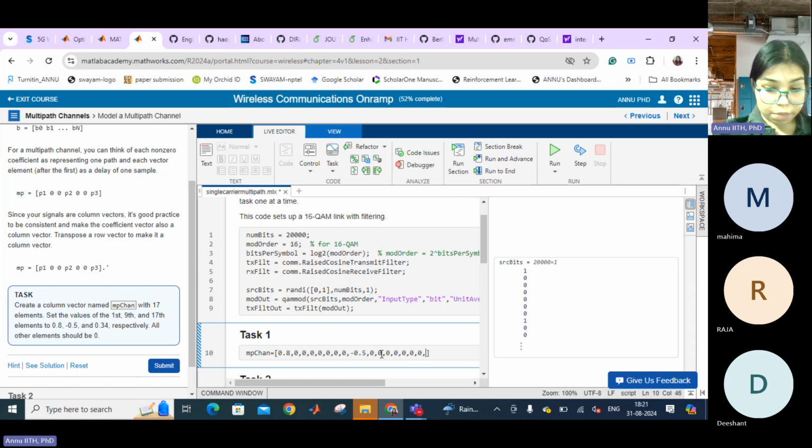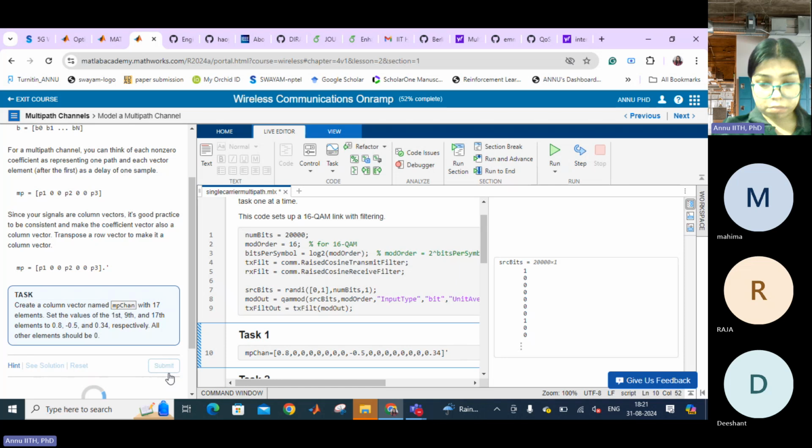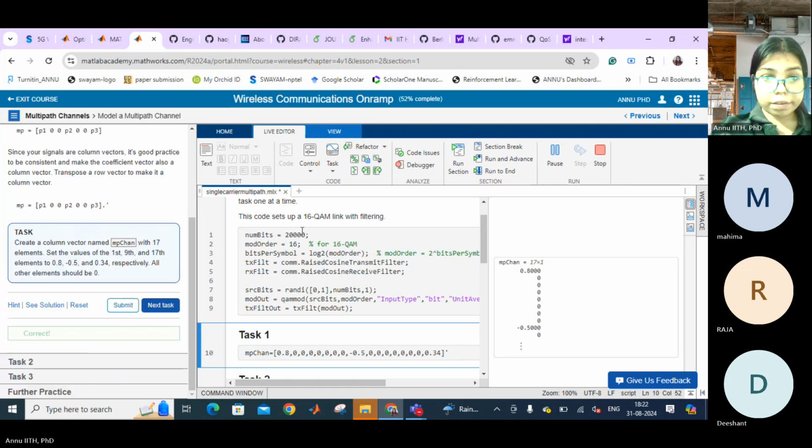Now 17 is 0.34. Now this is a multipath channel, okay? But we have to create the transpose because we are dealing with a column vector. Here also we are dealing with a column vector. There's a reason why we are dealing with a column vector. Let's first submit only. Okay, so it's correct.